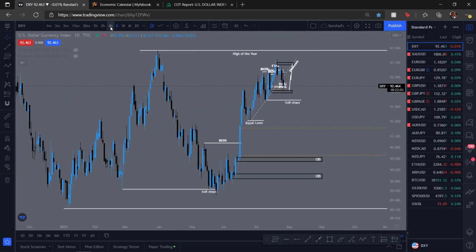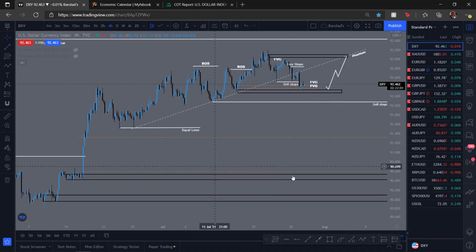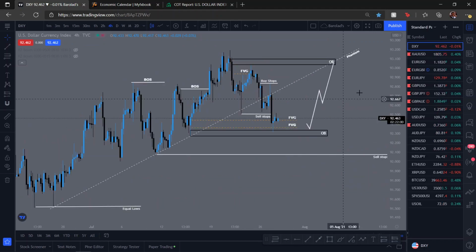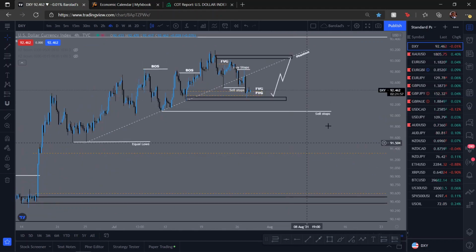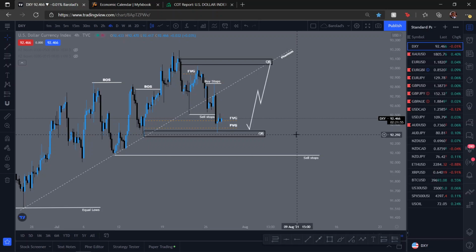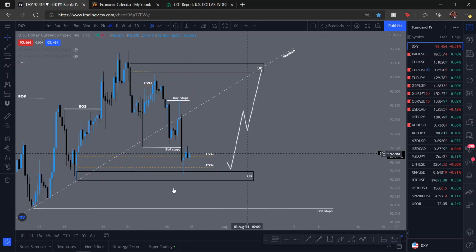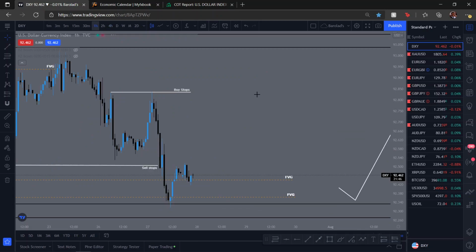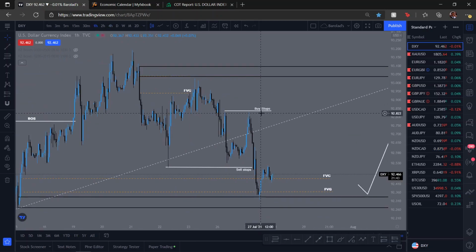Now on the smaller time frame, I took a couple trades on dollar. I have this area marked out, as this is an order block on the lower time frame. I think this is a 1 hour order block.